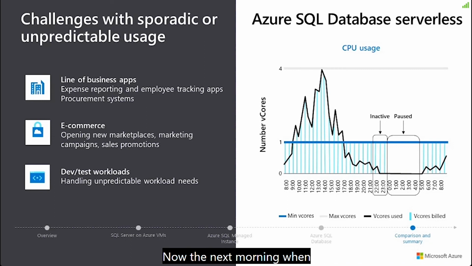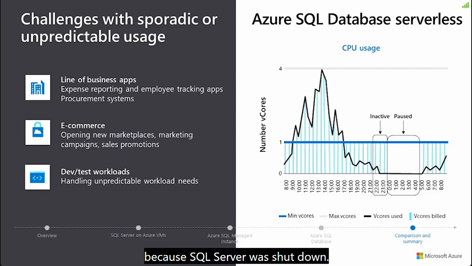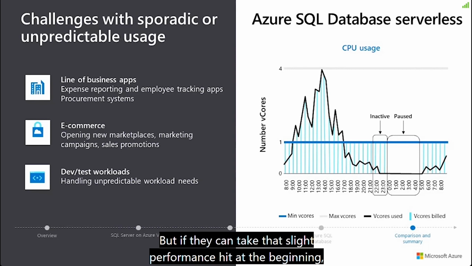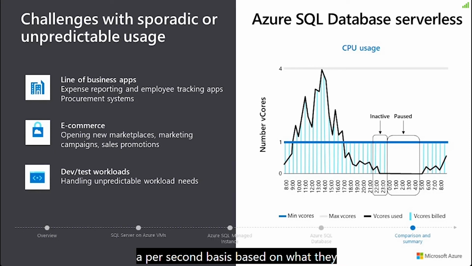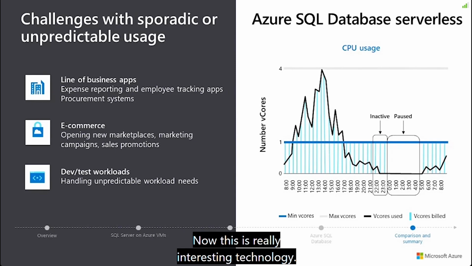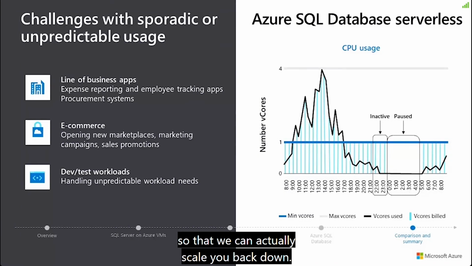Now, the next morning when someone logs in and tries to do an expense report, the first time it'll fail, and they will start with a cold cache because SQL Server was shut down. But if they can take that slight performance hit at the beginning, then they'll ramp up and again be charged on a per second basis based on what they actually use between their limits. Now, this is really interesting technology. We've implemented a really interesting way of reclaiming cache so that we can actually scale you back down. And this auto-scaling type of capability is only available in Azure SQL Database serverless.